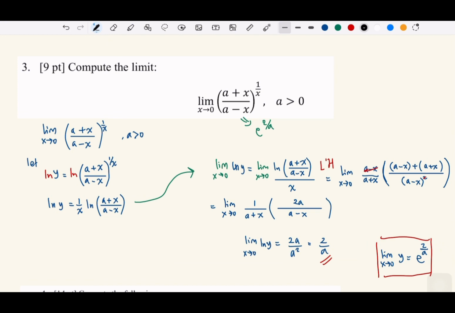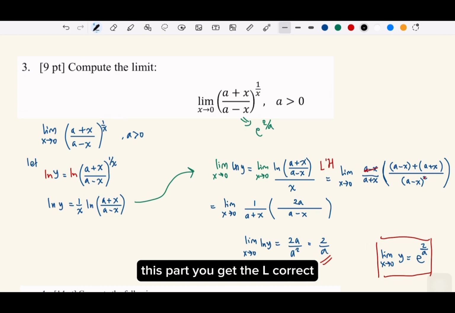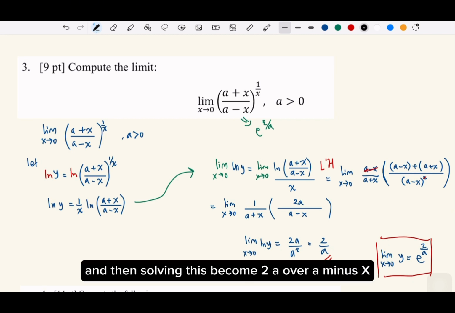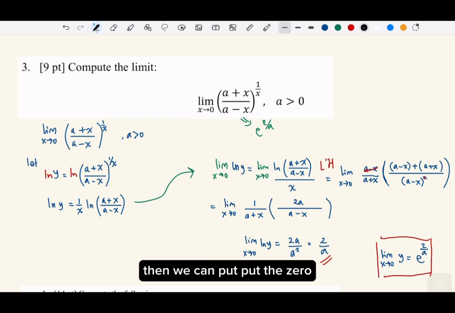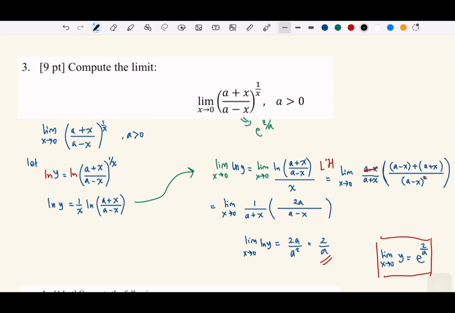And some of you, the mistake is here, this part. You get the ln correct, but here it needs to be the quotient rule. Okay? Quotient rule. So we have the square here, which we can cancel, and then solving this becomes 2a over a minus x. Then we can put the 0, so we get that this will be 2 over a. And don't stop here. We need to define the y. This is ln, so we need to take y. So it will be e to the power of 2 over a.